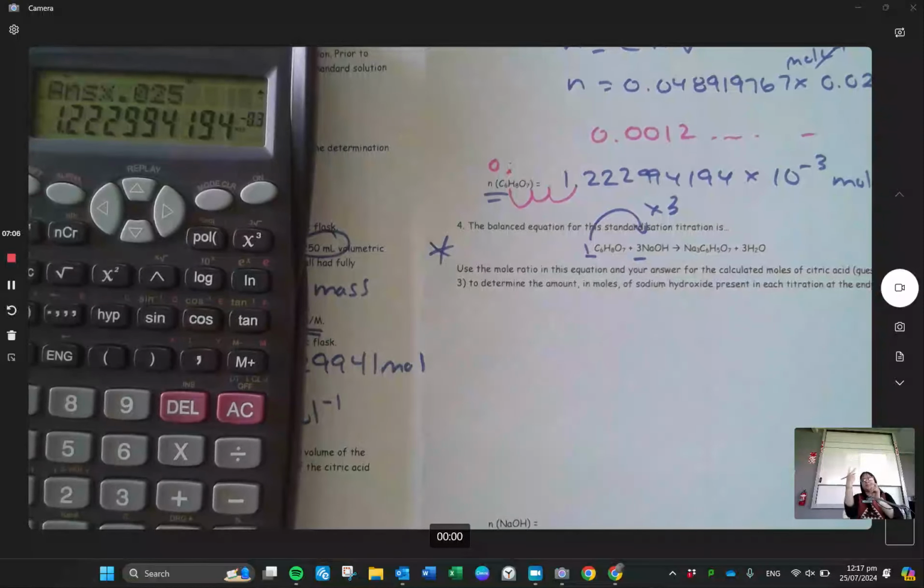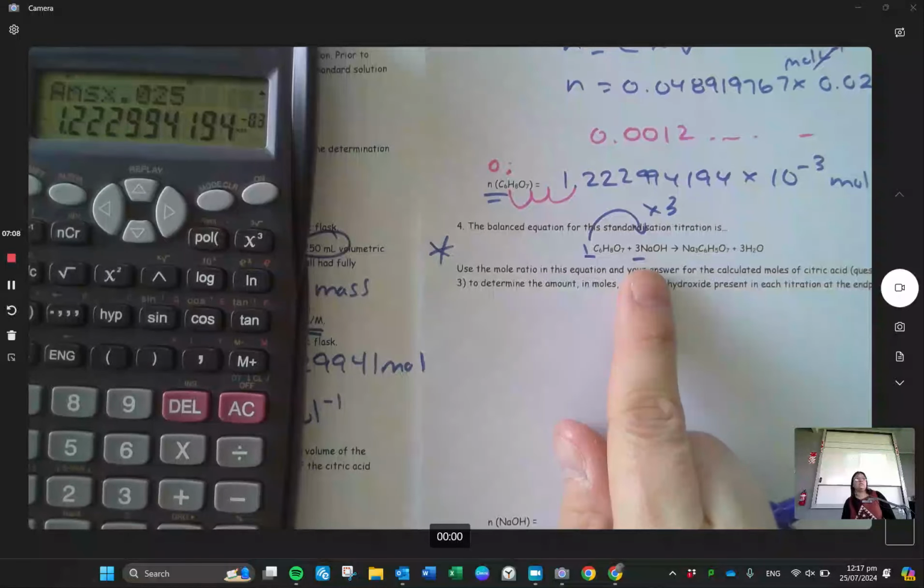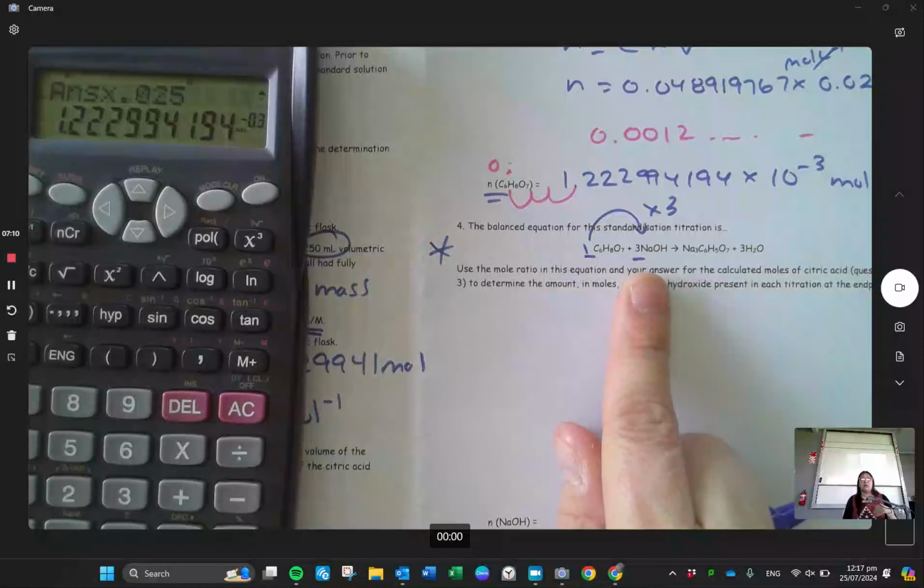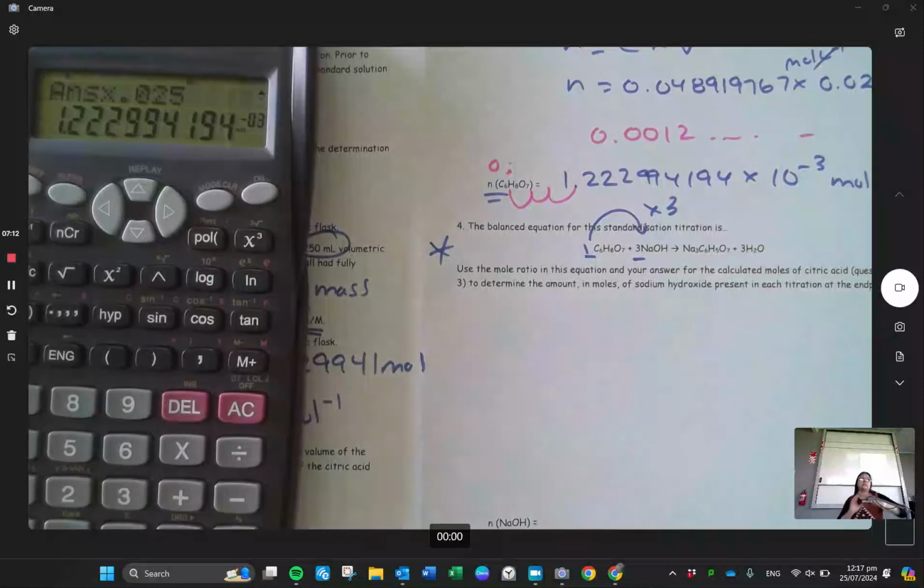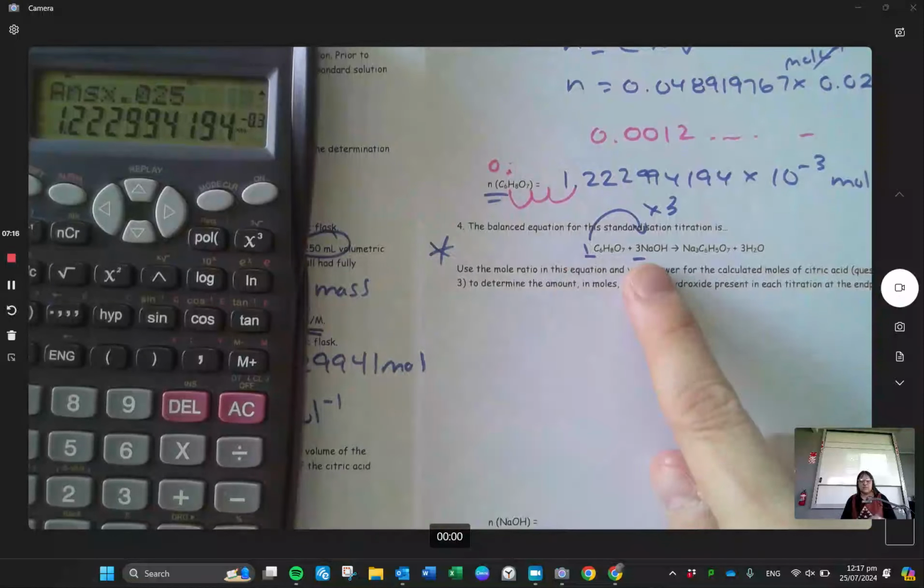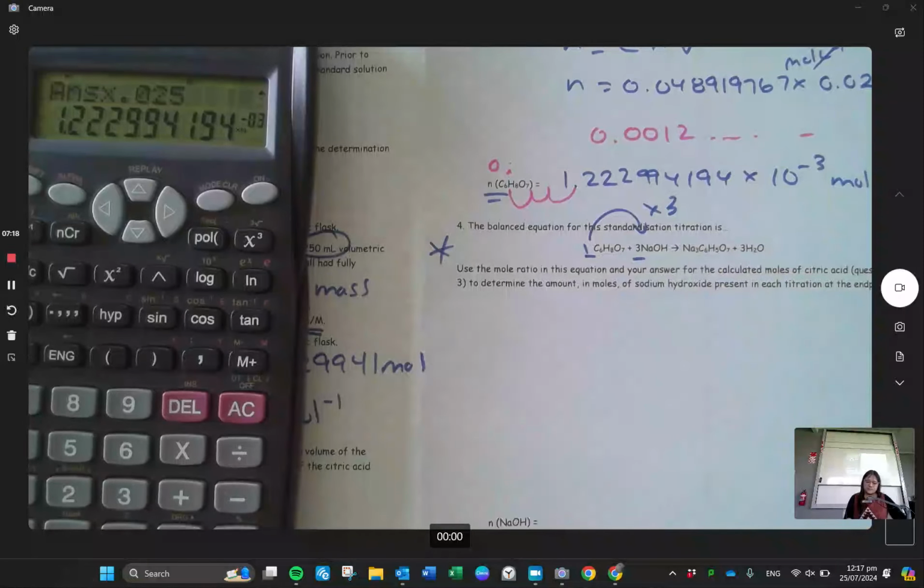If the numbers were flipped and this was 3 and this was 1, I would be dividing by 3 because it would say I need a third of base to neutralize my acid. All right, so watch these numbers. If this was a 2, you times by 2.